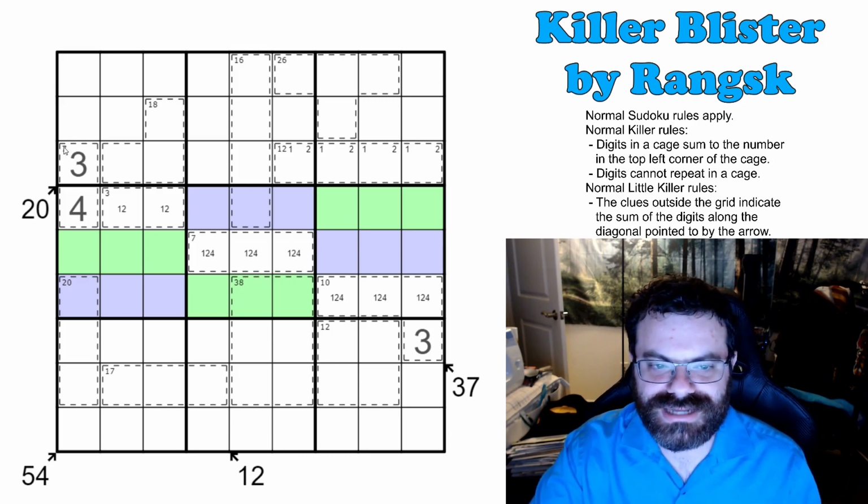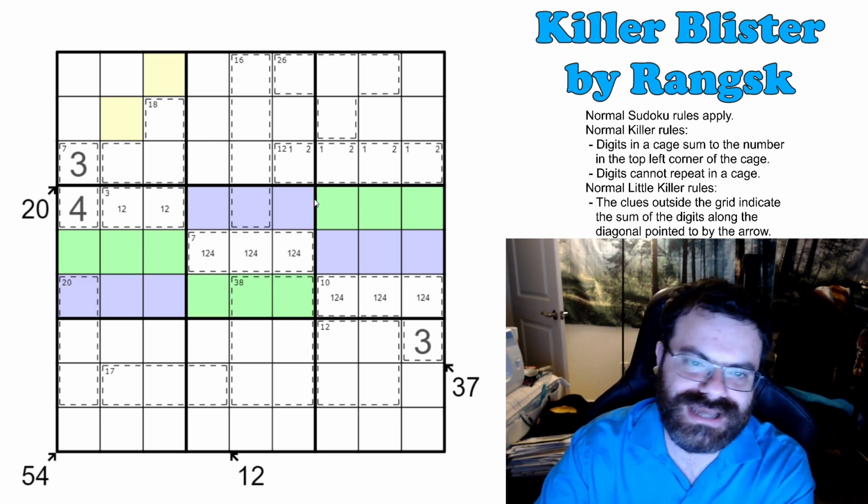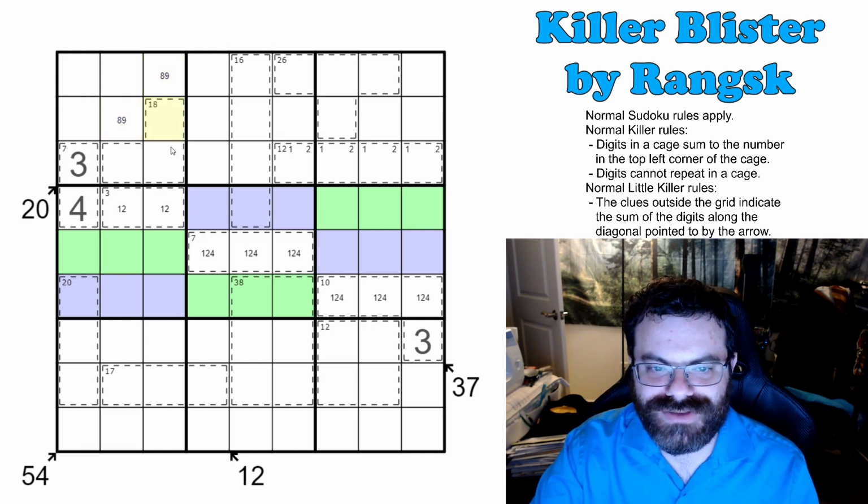So the next thing to look at is now that we have this 3 here, we can see that it plays really well into this 20 clue because these 2 cells now need to add to 17. Well, in 2 cells, the only way to add to 17 is with 8, 9 because we can't repeat in the box. And so now this 18 cage, it can't use an 8 or a 9 in it.